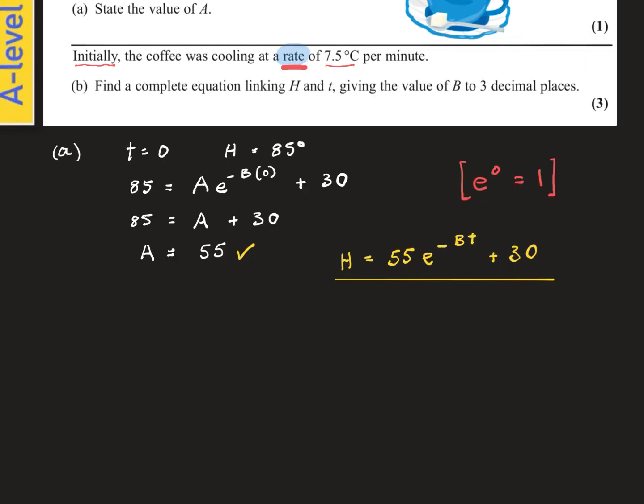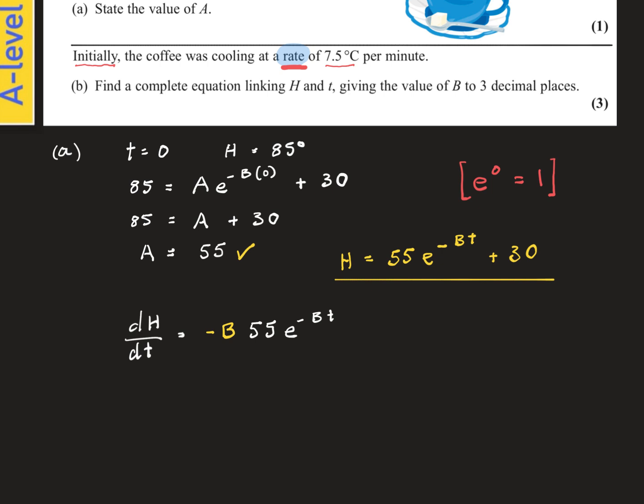And one of the reasons that we need to do that is because we need to find a complete equation linking the temperature and time, giving the value B. We still do not know what the value B is, and we need to do it to 3 decimal places. So differentiating dH on dt, we need to bring down the minus B at the front. So we'll do that and leave the rest of it again the same. Those are the rules of differentiation.